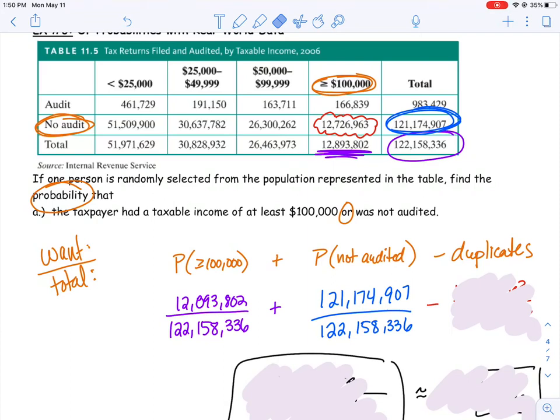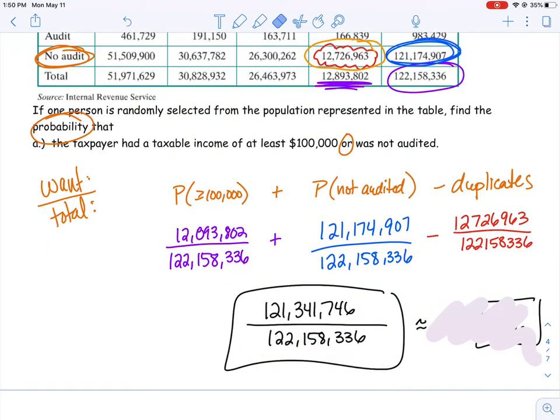But if you look at the chart, aren't there some people that made at least $100,000 and weren't audited? Didn't I include that group twice? So because there was some overlap there, I have to make sure that I take out that 12 million from the total because I've included it twice. Using those numbers and my calculator, of course, I ended up getting a probability of 121,341,746 out of the total. You can put it in your calculator. You should end up getting 0.99 or 99%. That means 99% of people made over $100,000 or weren't audited.